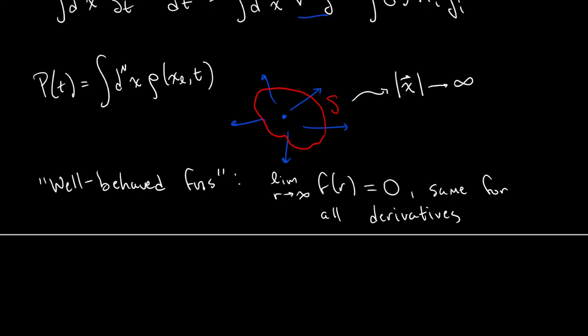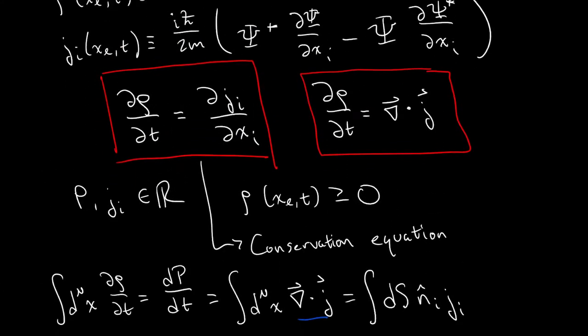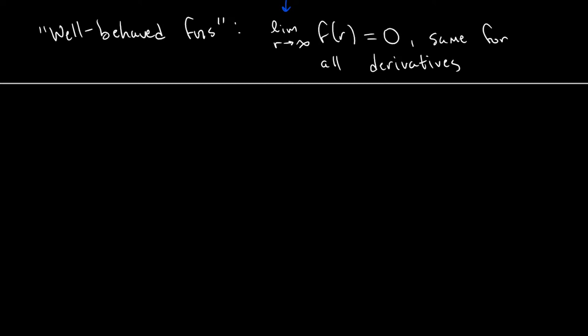So we tend to be concerned with these sorts of functions. But you see that j is made up of psi and derivatives of psi, and we're evaluating it at this surface at infinity, which means that this right-hand side here should go to zero, if we require that this is a well-behaved function. So all in all, putting all of this together, whatever this P is, dP/dt is always zero. So P is a conserved quantity.